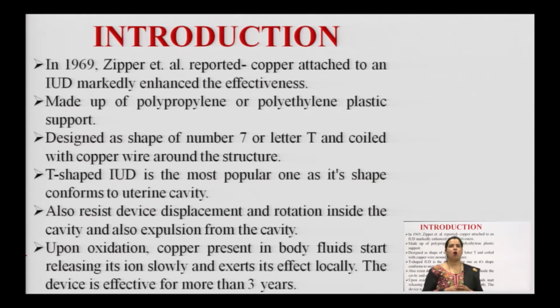Upon oxidation, copper present in the body fluid starts releasing its ions slowly and exerts its effect locally. The device is effective for more than 3 years. How does copper exert its antifertility or contraceptive action in the uterus? Once it is inserted as an IUD within the uterus, the copper in the body fluid starts releasing its ions slowly over a period of 3 years and exerts its effect locally in the uterus, and it is effective for more than 3 years.